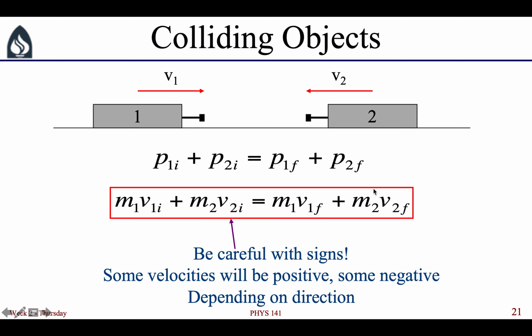Now, when we use this expression to analyze collisions, we have to be very careful about the signs that we use for the velocities. Some velocities will be positive and some negative depending on the directions that the objects are moving. So for instance, if this is an initial snapshot of our two objects coming together to collide, then the initial velocity of object 1 would be a positive number, while the initial velocity of object 2 would be a negative number, assuming that to the right is in the positive x direction.